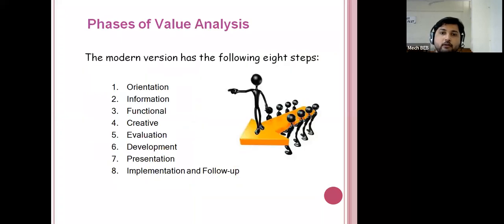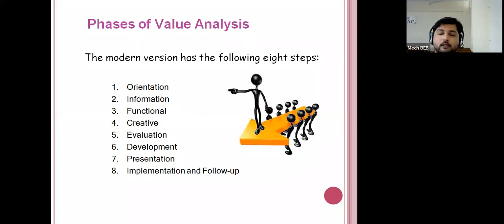Okay, so what are the different phases of value analysis? There are a total of 8 phases related to value analysis. The first one is orientation, the second one is information, the third one is functional, the fourth one is creative, then evaluation, development, presentation, and implementation and follow-up. So these 8 stages are to be considered while doing the value analysis.